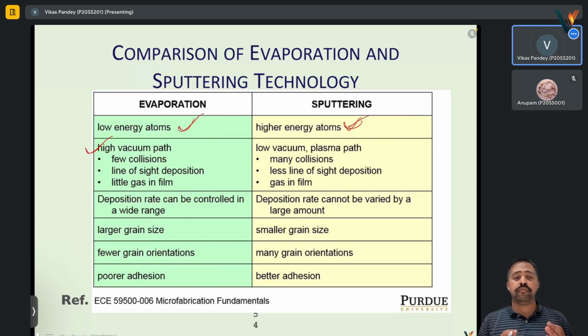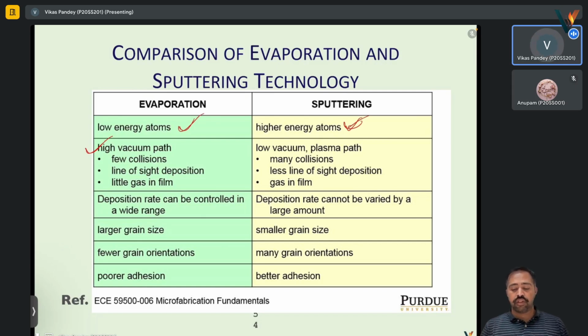And there are very least chances of gas in the film since no gas is involved. Deposition rate can be controlled by the rate of heating we are doing. The grain size that forms on the surface is generally formed by a combination of grains, that will be larger, and that's why there will be fewer orientations. So they will be random. Okay. And it has poor adhesion.